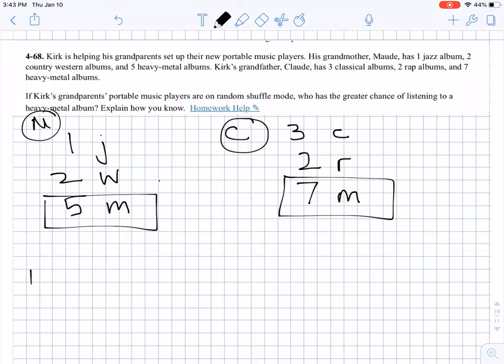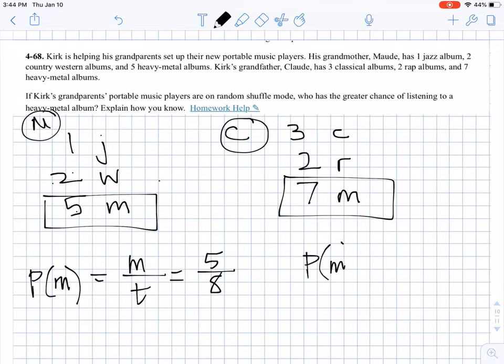Okay, so we need the probability of a heavy metal album, and that's going to be the metal albums over the total. So we know we have five metal albums, 5, 6, 7, 8. 8 total albums. And the probability of a metal album is 7 out of 7, 8, 9, 10, 11, 12. All right, so now we have to compare 5 8s to 7 12s.